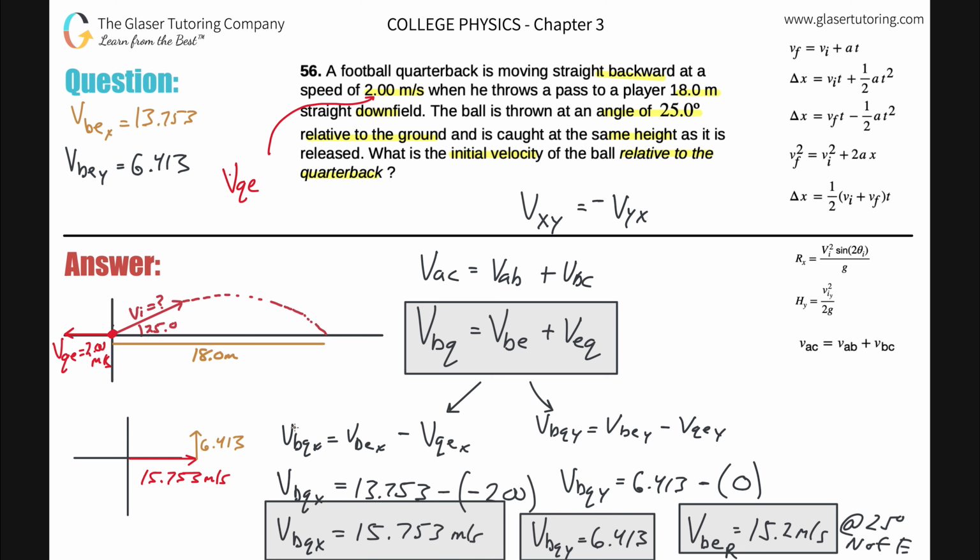And now, to find the initial velocity, which all these are components of, the overall initial velocity of the ball relative to the quarterback. Guess what? That's now this resultant. Okay? That's the resultant now, R. All right? Finally, we can find it.